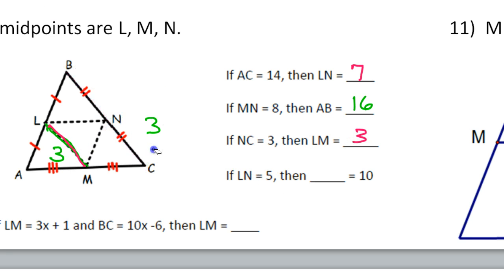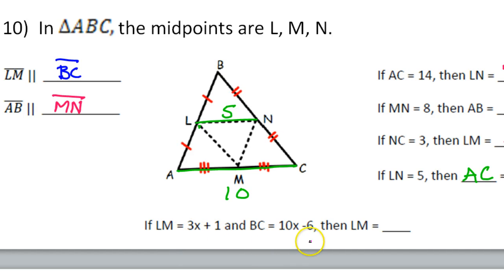Okay, erase, erase, erase. If LN is equal to 5, alright, LN is 5, then what is equal to 10? Well, if that's 5, then this is going to equal 10. And that's AC. Okay.